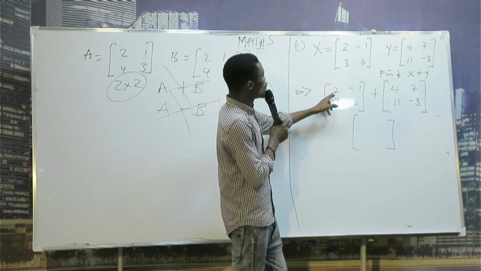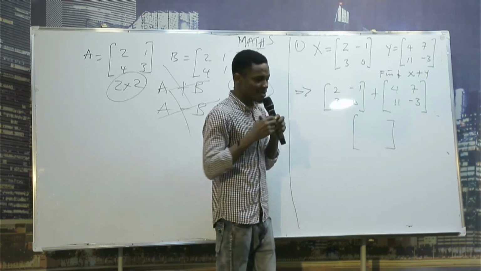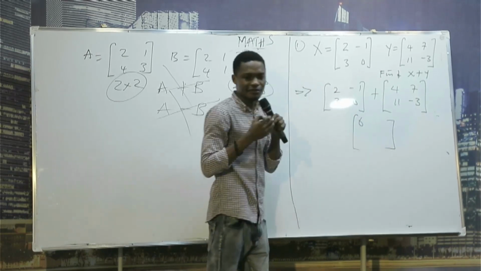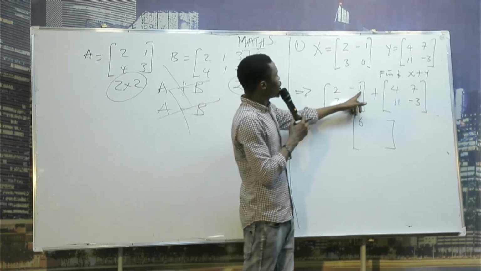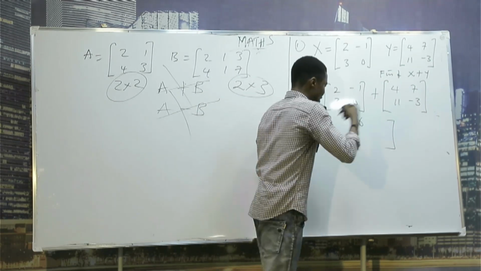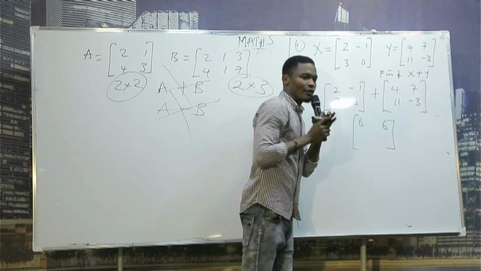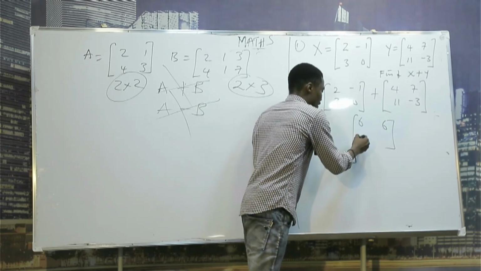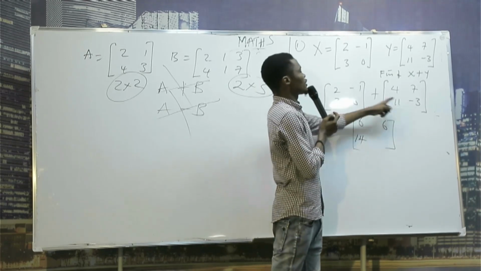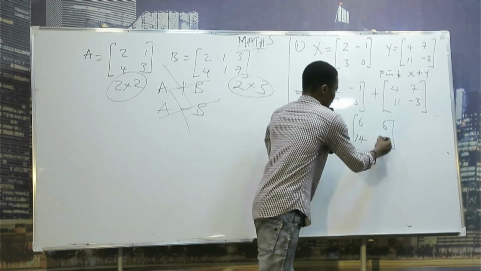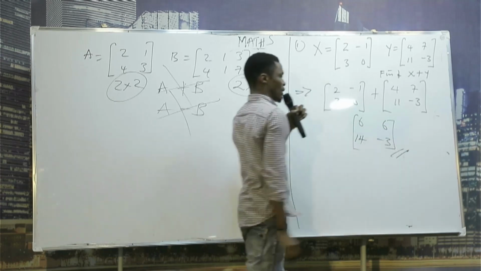So class, 2 plus 4 will give me what? So I will have 6 here. Minus 1 plus 7 will give me what? 6. I have 6. 3 plus 11 will give me what? 14. Then 0 plus minus 3 will give me what? Minus 3. And that becomes our answer.